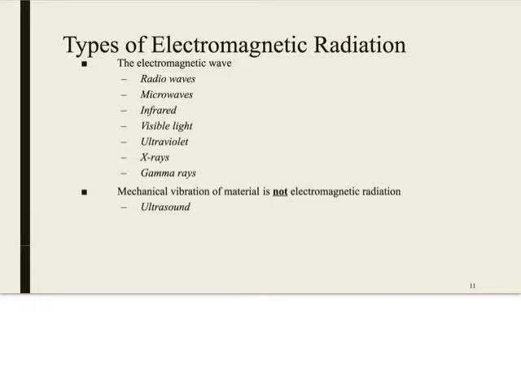There are some types of electromagnetic radiation. These are things like radio waves, microwaves, infrared, visible light, which we mentioned earlier. And then one example of something that's not electromagnetic radiation, interestingly enough, is ultrasound. Ultrasound is not electromagnetic radiation. It is a mechanical vibration. The machine is actually producing a mechanical vibration that's producing sound waves.